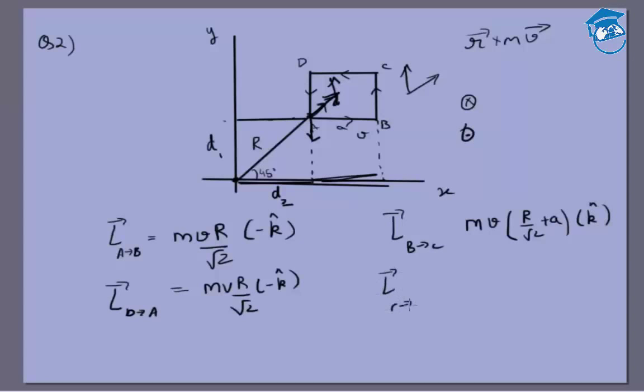L of C to D will give you the same magnitude, r by root 2 plus A, because once again the projection on this line will be A plus D1 or A plus r by root 2, and the direction, now this is r and this is V. So once again r cross V is pointing in the positive z direction coming towards the viewer. So k cap. Now we are asked the question, which one of these is false?